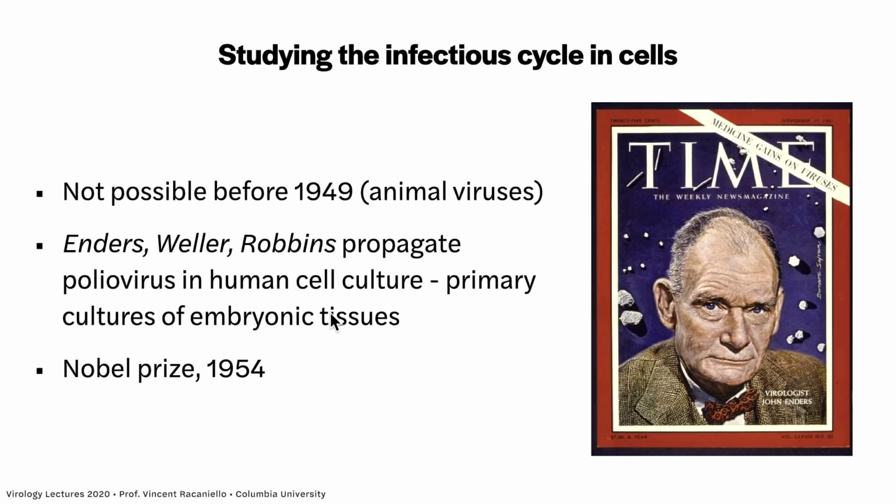They would take the cells and put them in culture, make monolayers of them. We'll see how that works in a moment. And they found that you could grow poliovirus in them. And they got the Nobel Prize for this in 1954. It was a huge discovery. John Enders here, cover of Time magazine.